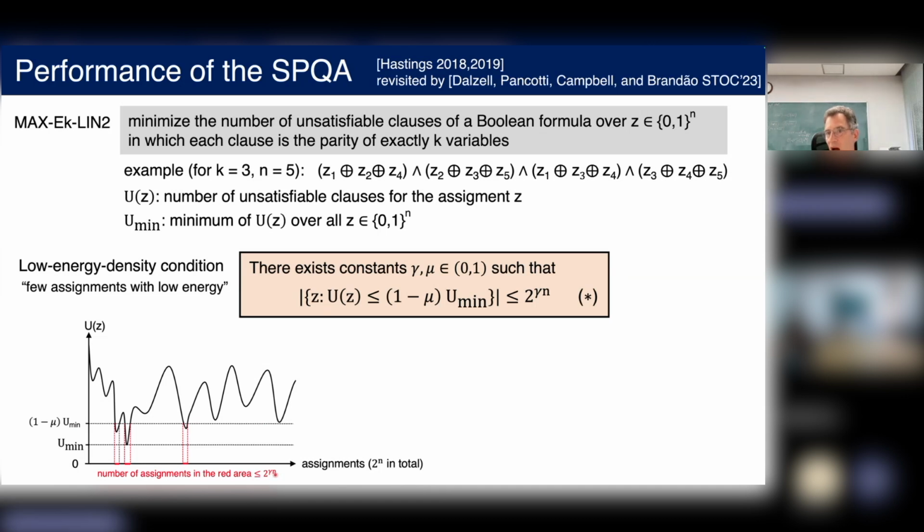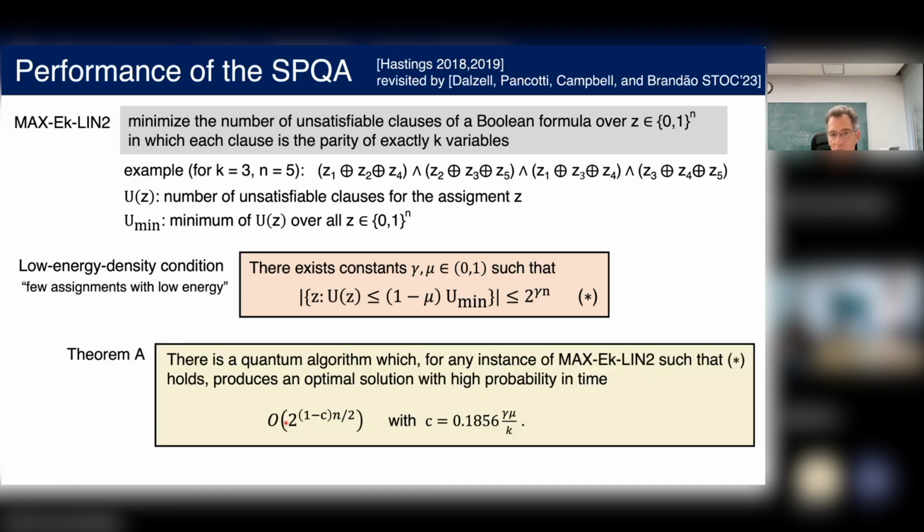So you can think of gamma and mu as constants, say mu equals 0.01 and gamma say 0.99 or something like that. And this condition says that there exist such constants gamma and mu such that this is true. And Hastings has shown that there is a quantum algorithm which, for any instance of this problem satisfying this star condition, produces an optimal solution with high probability in this time.